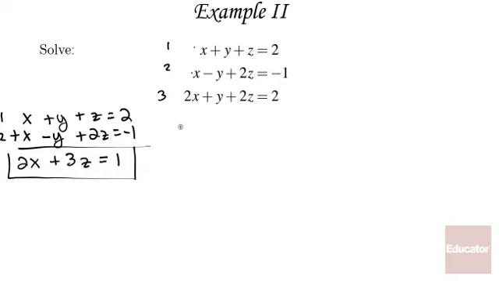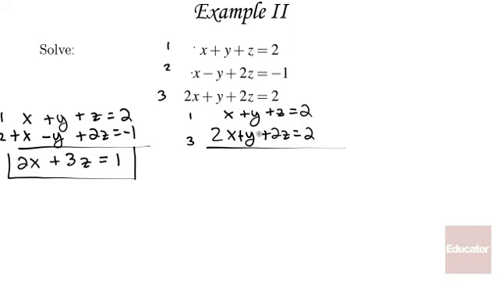I now need to work with two different equations to get the same variable to drop out. This time, I'm going to pick equations 1 and 3, and I want y to drop out. So I have equation 1 and 3. That's x plus y plus z equals 2. And that's equation 3, 2x plus y plus 2z equals 2.